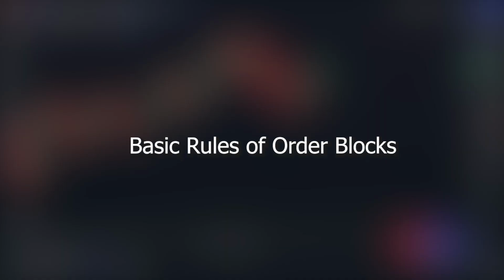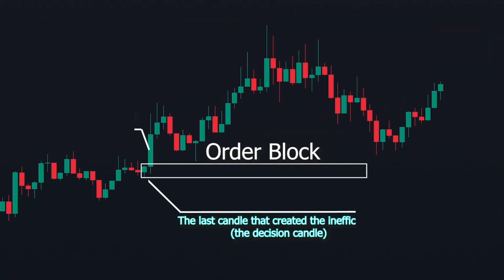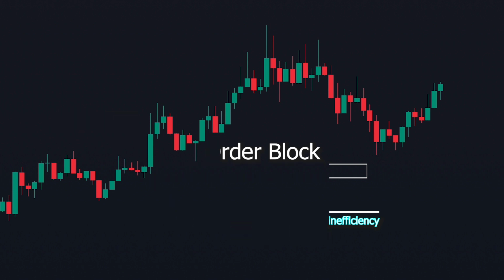Basic rules of order blocks. Let me explain the fundamental principles that govern order blocks within the smart money concept. Essentially, an order block is a zone in which the last candle was ineffective. It is widely believed that this particular candle is the key one in the decision-making process.